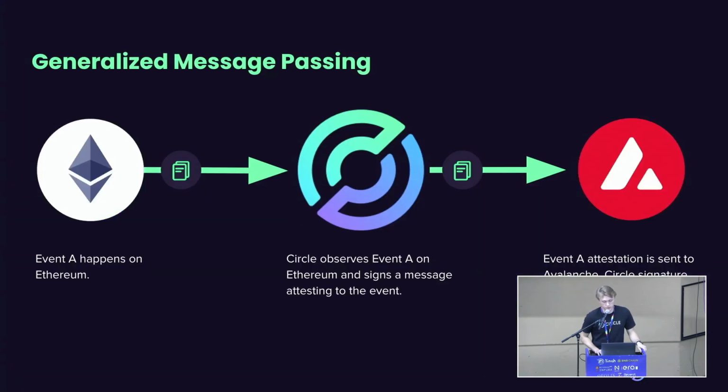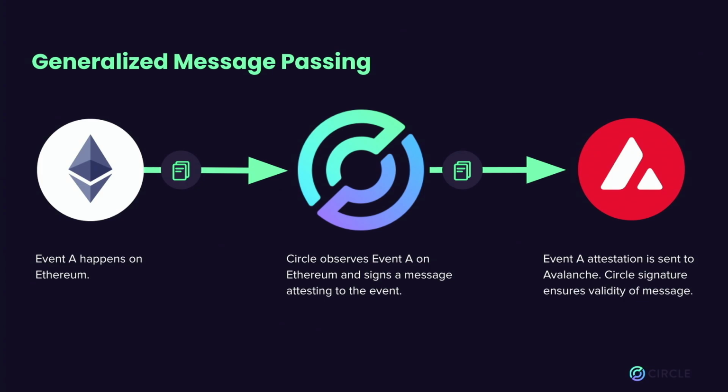Cool. So diving into how it actually works. At the highest level, some event happens on a source chain, in this example, Ethereum. Circle's attestation service is listening for these events and signing a message basically saying, yes, Circle says this event happened. The destination chain can eventually verify that that message is valid. So once we have that attestation from the attestation service, we provide it to the destination chain. It ensures the validity of the message and knows that this event did actually happen on a different chain.